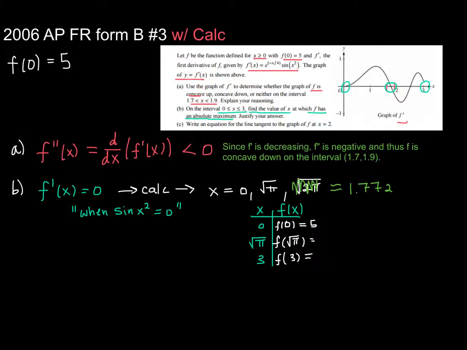Okay, so evaluating at 0 is easy. I know that value. F of 0 is 5. And now I need to compute f of square root of pi and f of 3. And I just wrote square root of pi instead of 1.772. Either one will get you a correct answer here.